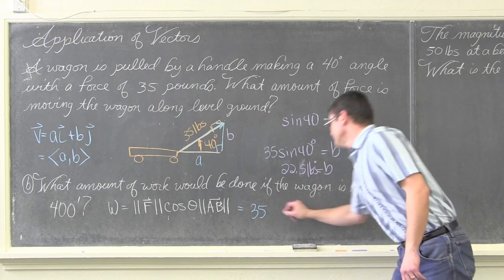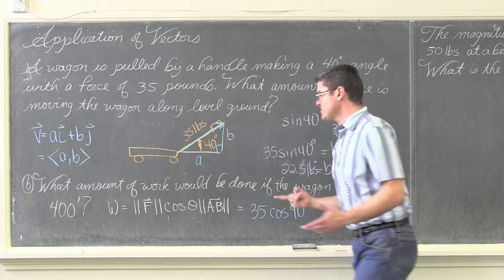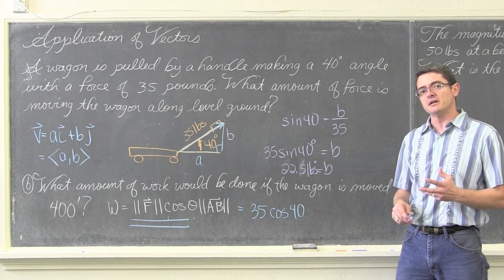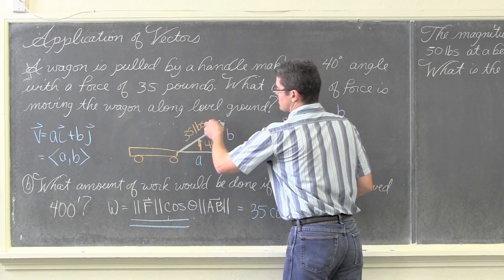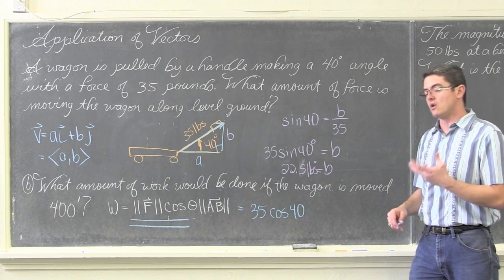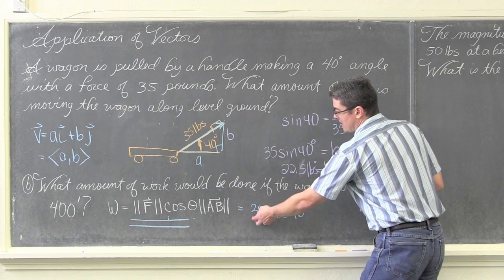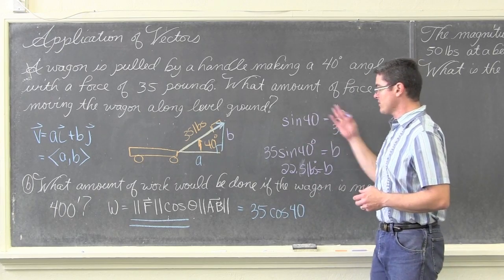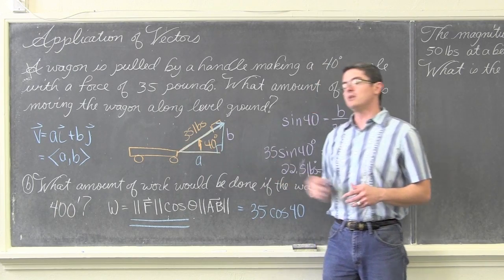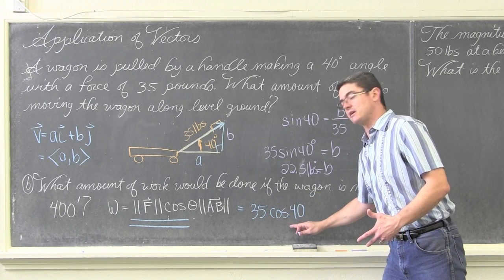The cosine of the angle, so the cosine of 40 times the amplitude. Now let's just take a second here and look at what the force times the cosine is. The force being applied is 35 pounds, but again, that's not how much energy is being used to move the wagon horizontally along the flat ground or plane. So it makes sense that we're doing 35 times the cosine of 40, because I just worked to that same idea when I was trying to find the amount of horizontal energy or force being applied on that wagon. That was basically the horizontal component we just found a second ago.